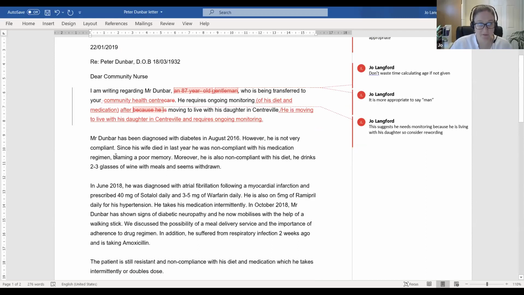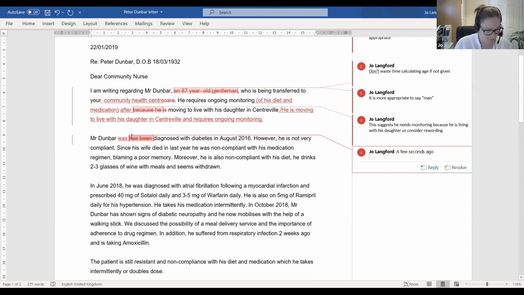So let's move on. Mr. Dunbar has been diagnosed with diabetes in August 2016. So this is the wrong tense. We need to use past simple because we use the time marker in August 2018. So use past simple because you have said in August 2018, which is a finished past time.